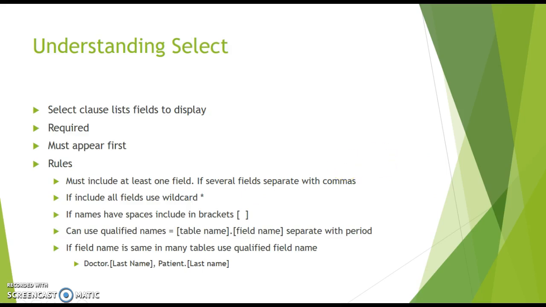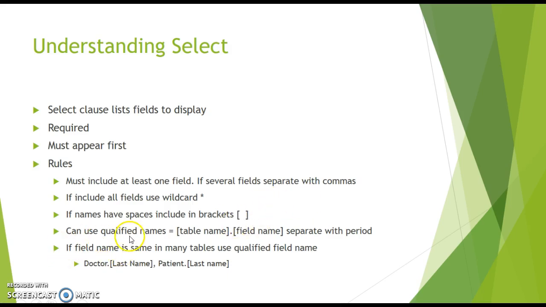It's the very first clause that needs to be displayed, and then you list the fields that you want that follow it. It is required, it must appear first, and here are some of the rules. You have to include at least one field. If you're going to do more than one field, separate them with commas. If you want to do all the fields from a particular table, use the wildcard star or asterisk, and it will include them all. If your field names have two words, like date hired or last name with a space, make sure your field is included in brackets. Now that's not the curly braces, those are the square brackets.